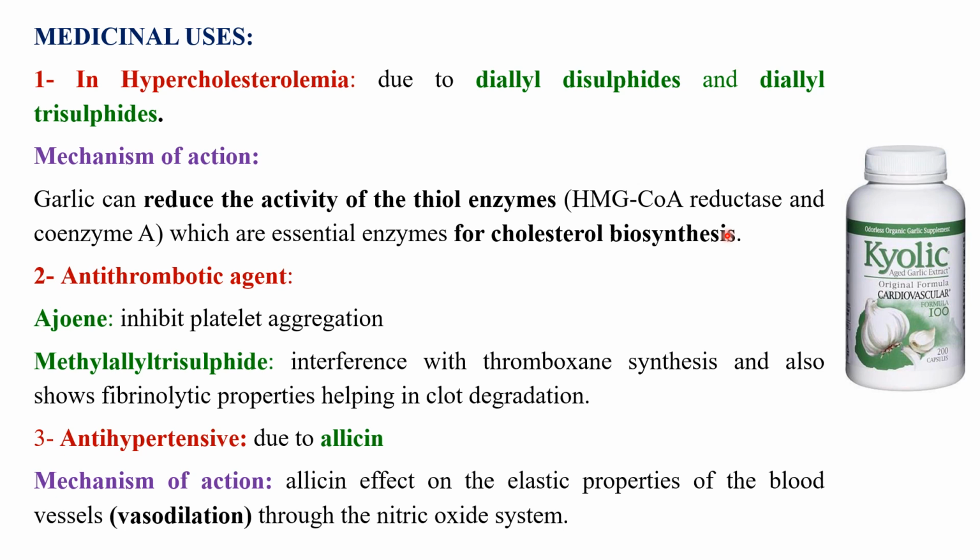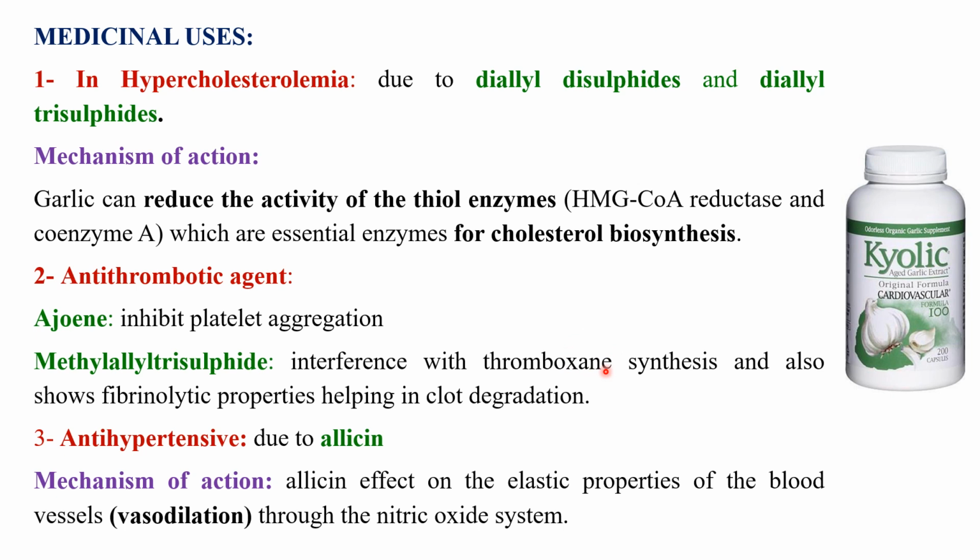Also, garlic has an anti-thrombotic effect due to its ajoene and methyl allyl trisulfide content. Also, they are organic sulfurous compounds. Ajoene inhibits platelet aggregation. Methyl allyl trisulfide interferes with thromboxane synthesis and also shows fibrinolytic properties, helping in clot degradation. Thromboxane is a very important constituent in forming the clot in our bodies.